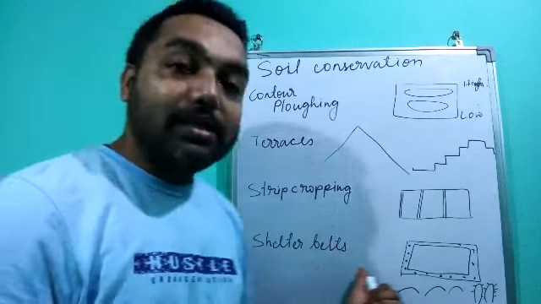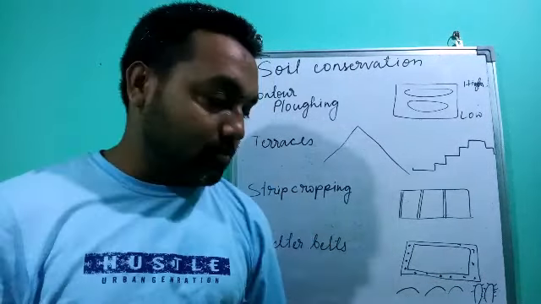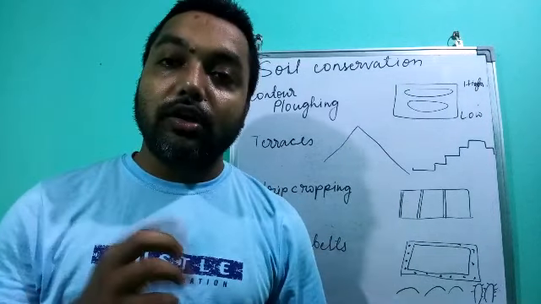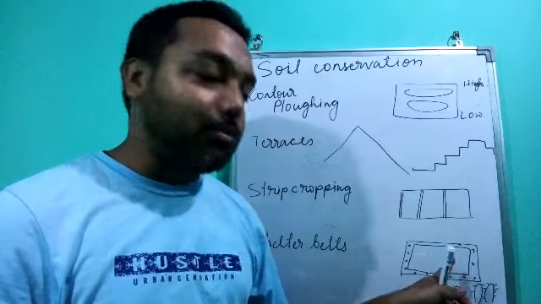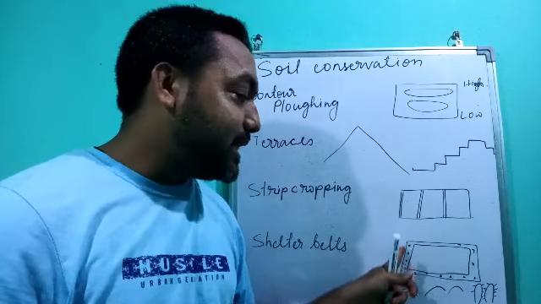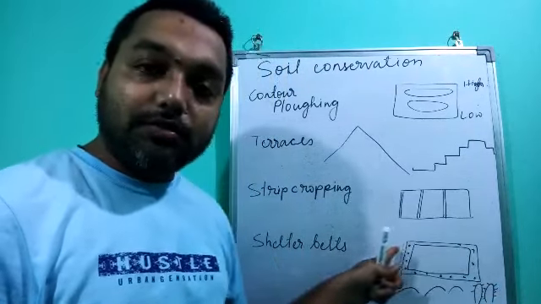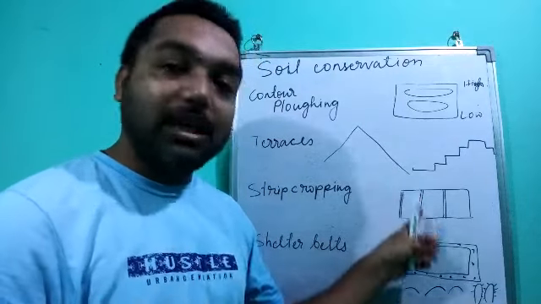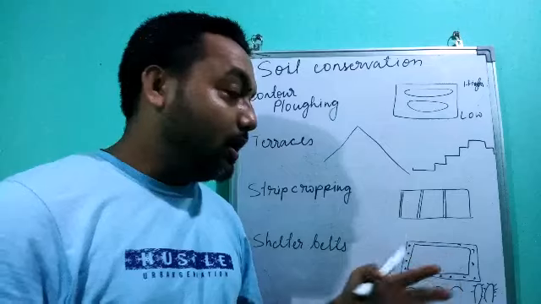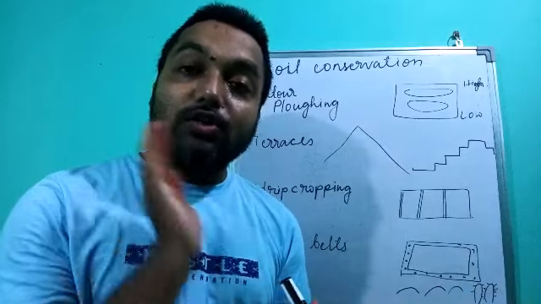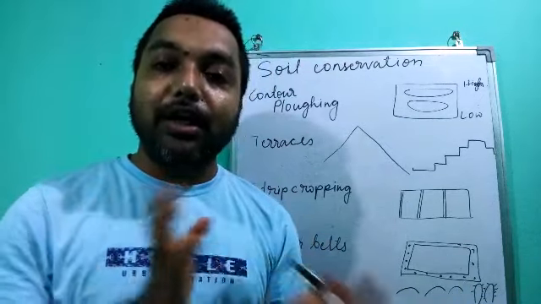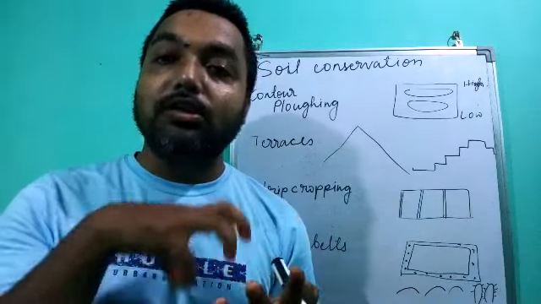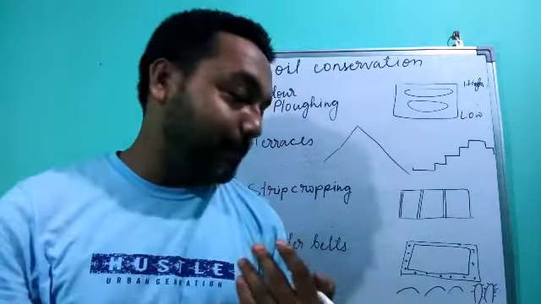Similarly, shelter belts can be developed. A shelter belt is the growing of plants or trees in a disciplined manner. Suppose this is the agricultural field. Beside this, if trees are grown in a disciplined manner, in a similar way like this, then the soil erosion will be stopped, either by wind or by water, because the roots of the trees will hold the soil.